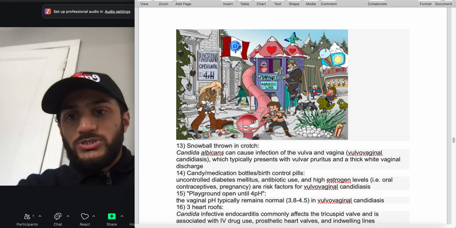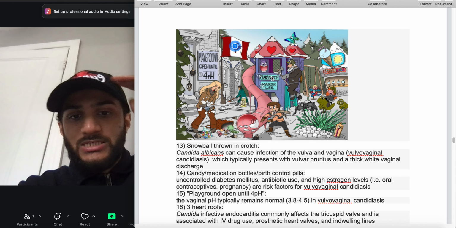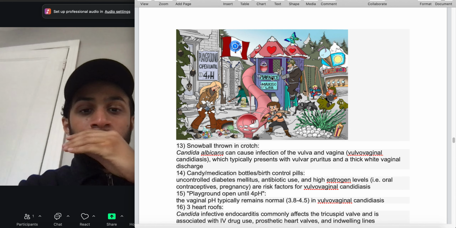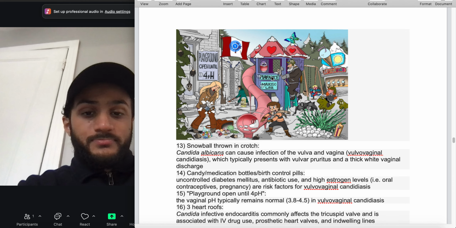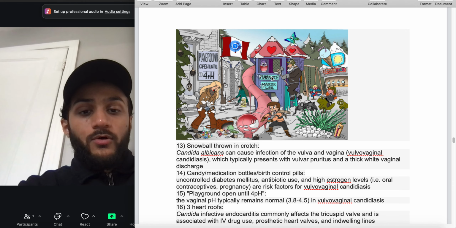Then we can see the person, she dropped her purse, and we can see these pills over here. This is going to be uncontrolled diabetes, antibiotic use, high estrogen levels. Therefore, oral contraceptives and pregnancy are risk factors of vulvovaginal candidiasis.